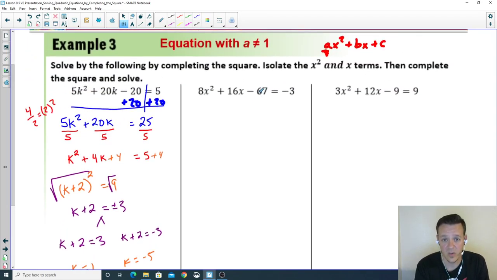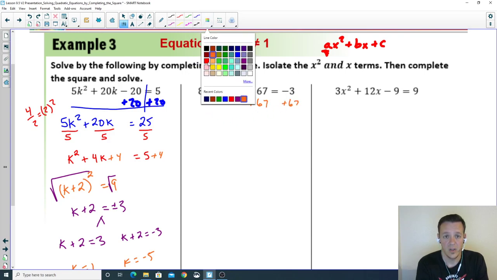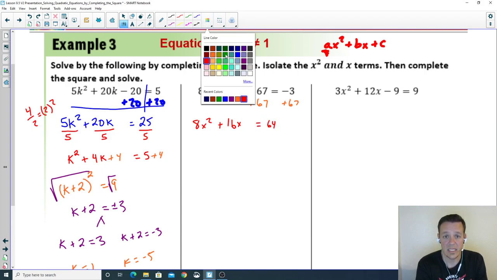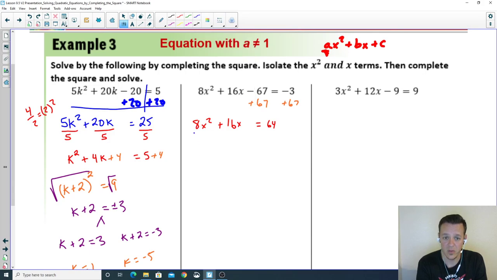Okay, now let's do another one. We're going to add 67 to both sides. When you do that, you end up with 8x squared plus 16x equals 64. Since a is not 1, we have to make it 1. So remember, you're going to divide by 8, divide by 8 all the way across the board.